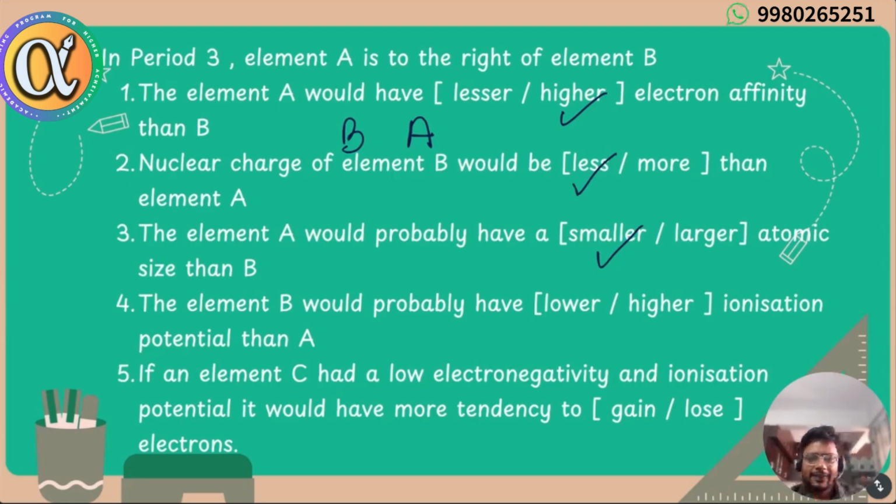If an element has lower electronegativity and ionization potential, it would have more tendency to lose electrons. In both cases, it is more likely to lose an electron, because it's easier to remove an electron.